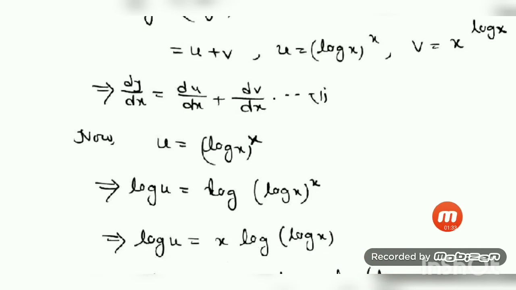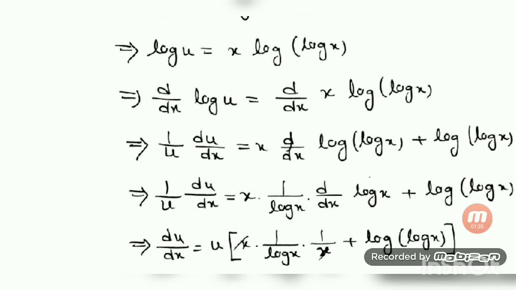After simplification, we have to take d/dx on both sides. So d/dx of log u is equal to d/dx of this expression. Now we can differentiate. Here the same rule can be applied. That is equal to what? 1 by u. I had told you these things many times, so directly I can do this. 1 by u du/dx.